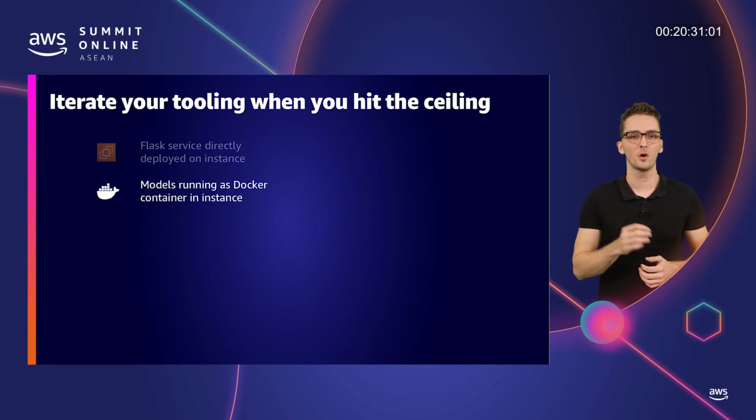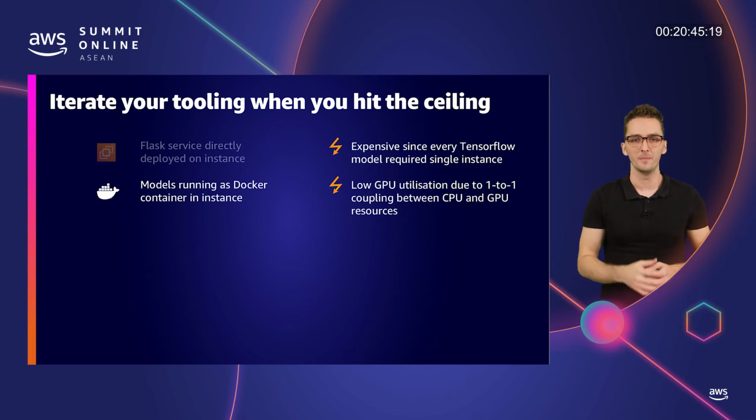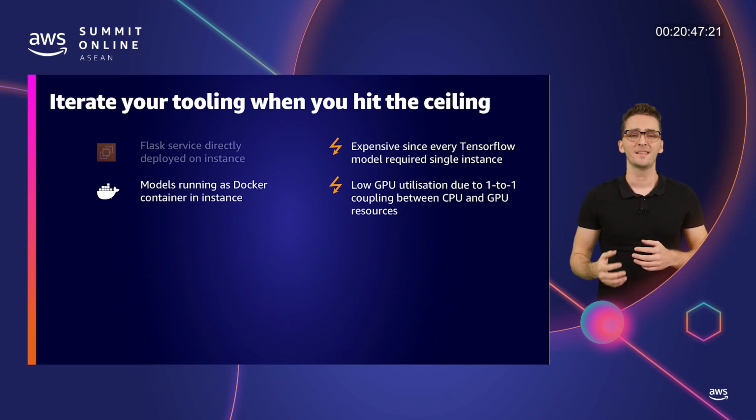Operating all models in Docker containers solved these limitations. The containers are easy to port and restart automatically after a failure. With the number of models growing, we hit the problem that each TensorFlow model would require its own GPU instance. To make this even more expensive, we faced low GPU utilization as the CPU and GPU resources were tightly coupled, and the pre-processing was slower than the inference.